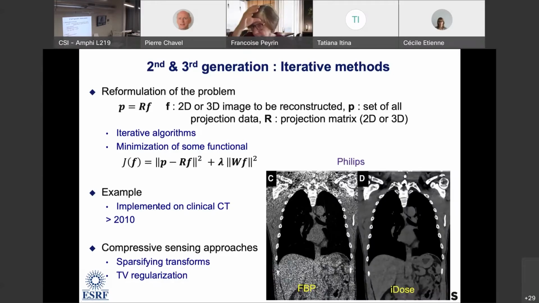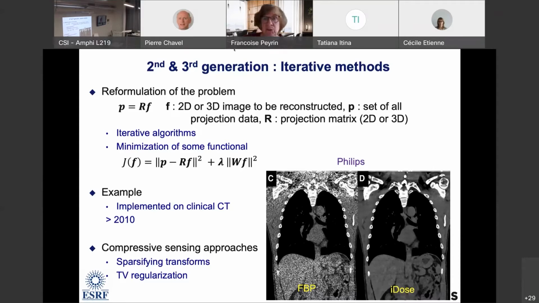For instance, this is an image from what is implemented on CT from Philips, with a so-called method called iDose, which is an iterative method. You can see that if you want to lower the dose with the filtered back projection algorithm, you will get a quite noisy image. And if you use this algorithm, you will have something much nicer, more smooth, so it may have some interest in some cases.